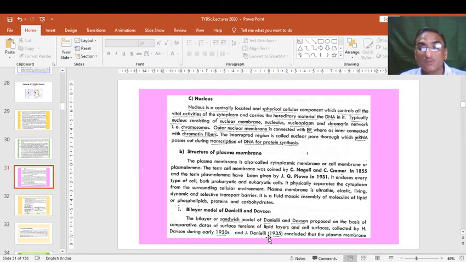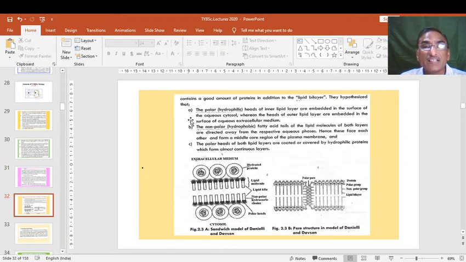These two have concluded that the plasma membrane contains a good amount of protein in addition to the lipid bilayer. They hypothesized that there are different things about the membrane. So we can see the sandwich model of Danielli-Davson, and this is the pore structure in the model of Danielli-Davson. This is a polar pore structure. Pore means opening. So this is the membrane, and how the opening is formed in the membrane.